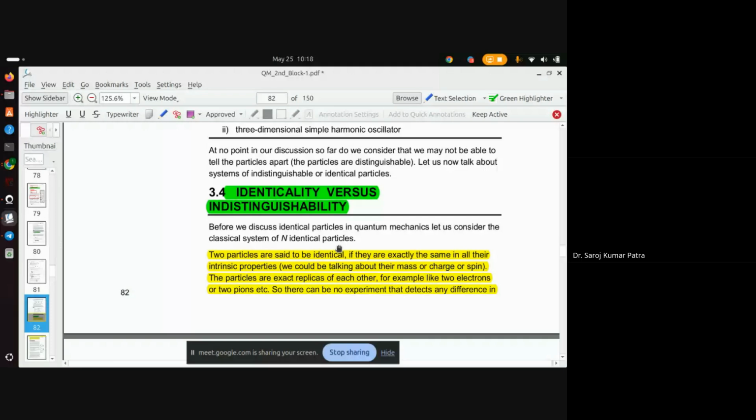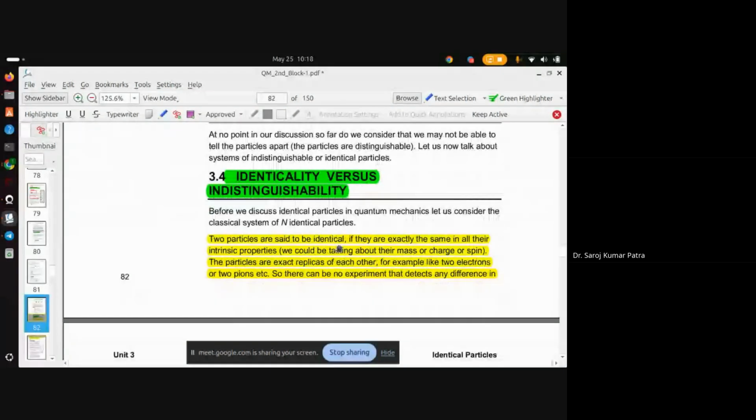So next is identicality versus indistinguishability. This is where many will have problems. Problem in the sense, what is indistinguishable? It should be identical, right?